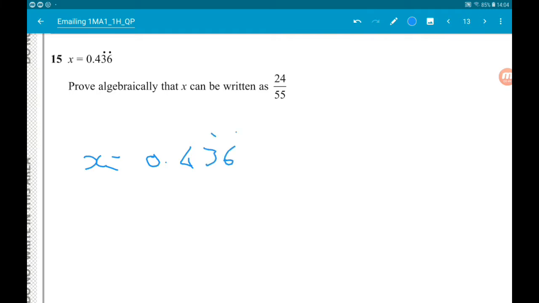Now what we first of all need is a number with a purely recurring decimal. So at the moment that isn't purely recurring because 4 isn't recurring. So if we multiply by 10, we're going to move the 4 out the front. So we get 10x is 4.36 recurring.